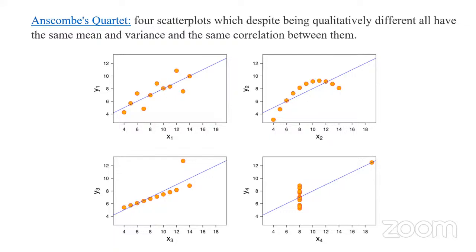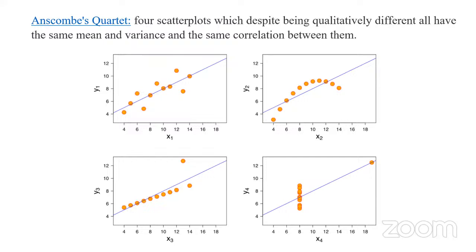Isn't it surprising? You can see that these are different data plots, but their descriptive measures are the same. The mean, variance, and correlations are the same. Therefore, even if you have knowledge of the descriptive measures, you cannot be assured of what the behavior of the data is.